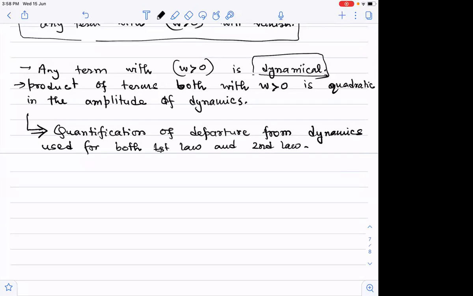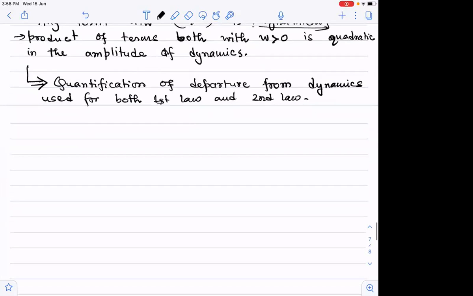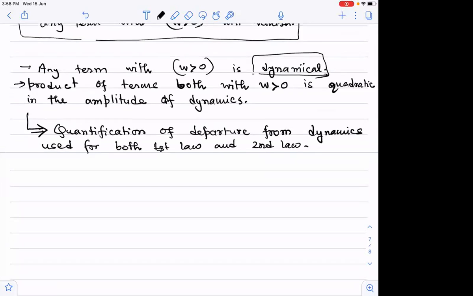Both first and second law. But I will not be using that here for this talk. Now I'll come to the proof. So this much is for motivation.